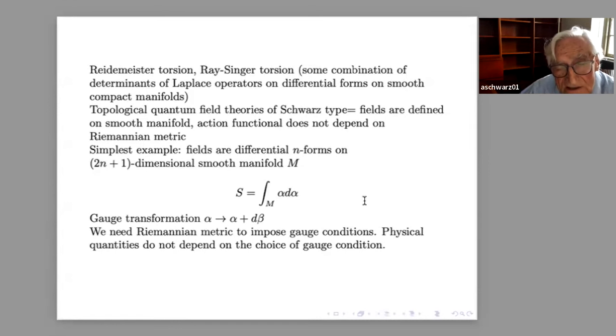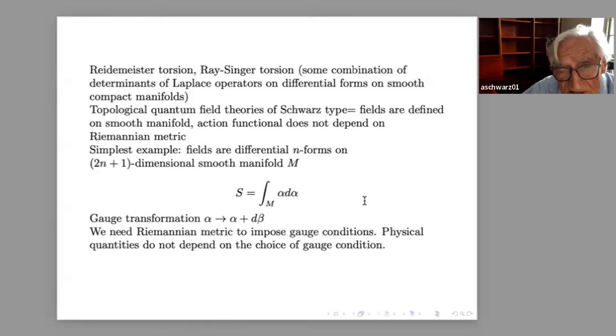Atiyah-Singer torsion, in a sense, is a smooth version of something called Reidemeister torsion. And this Atiyah-Singer torsion was defined as some combination of determinants of the Laplace operator on differential forms on smooth compact manifolds. And I wanted to understand how to construct this invariant from a physical viewpoint. And I came to the notion of topological quantum field theories.